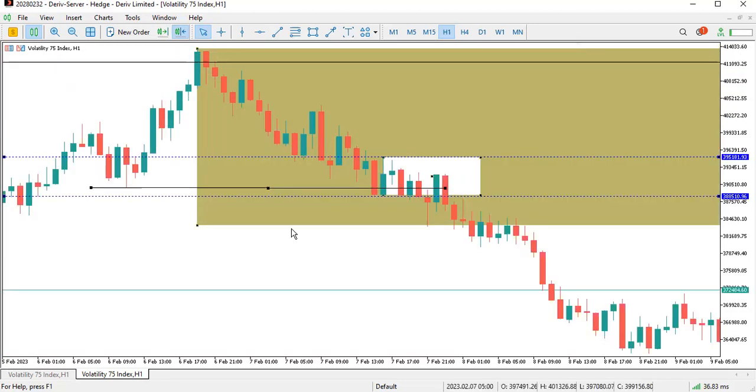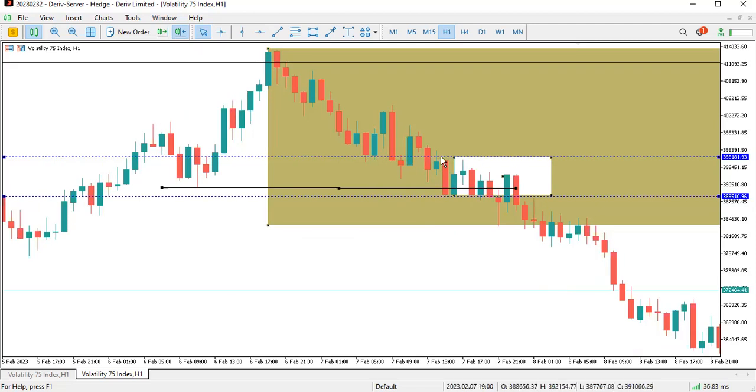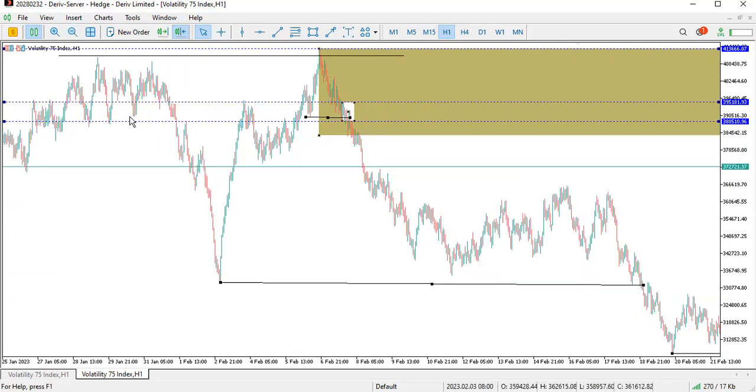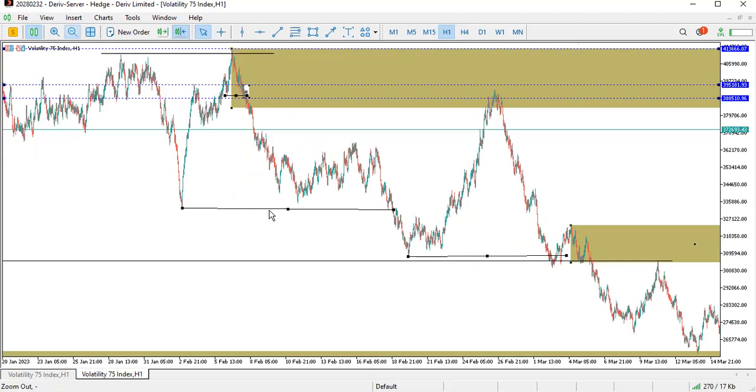Well, should we see V75 break above this, what are we gonna do then? We have to buy. Then if we buy here, where is the next take profit? Well, it's simple. Take profit one is up here. 41,366.07. That is take profit one. And then after that, what do we do?